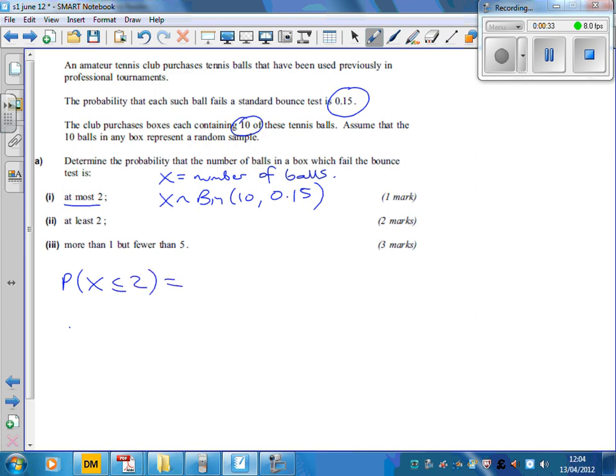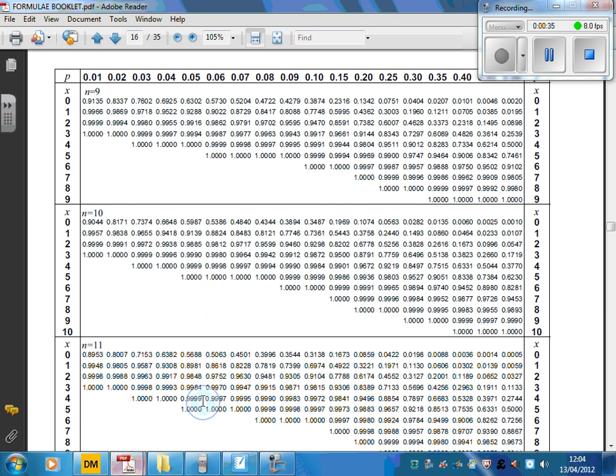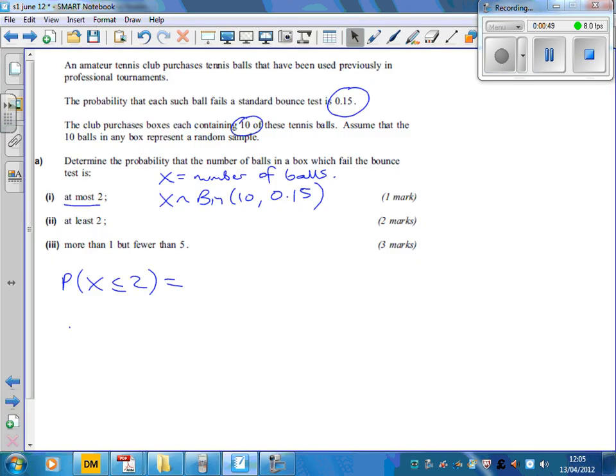Question 1 says at most 2, so that's less than or equal to 2. We can just look that up straight away on our binomial table. N is 10. I want 2 on the 0.15 column, looking at that value there: 0.8202.